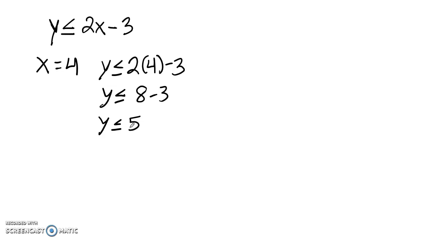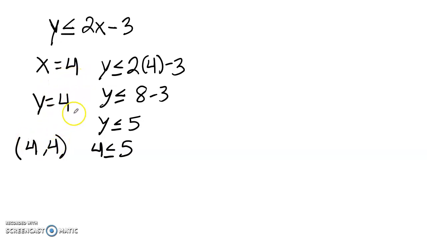So let's say that my y value is 4, because 4 is less than or equal to 5. So I know that the point (4, 4), because my x coordinate is 4 and my y coordinate is 4, is something that satisfies the inequality.